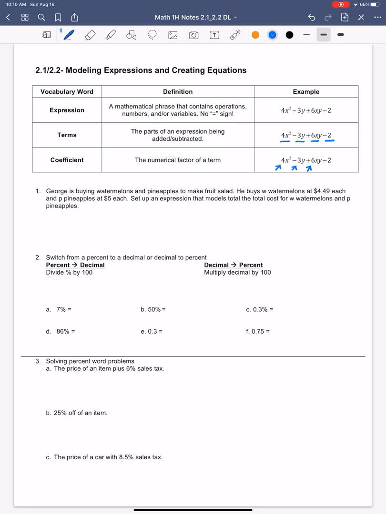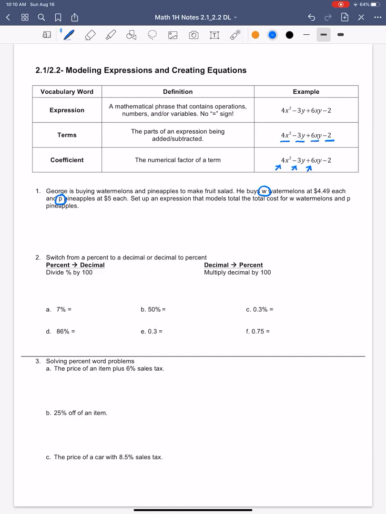All right, let's start to model some scenarios using these expressions. It says, George is buying watermelons and pineapples to make fruit salad. He buys W watermelons. Okay, so they're using W here as the variable. W watermelons at $4.49 each, and P pineapples at $5 each. So in this case, P will be the variable for pineapples. Set up an expression that models the total costs for the watermelons and the pineapples.